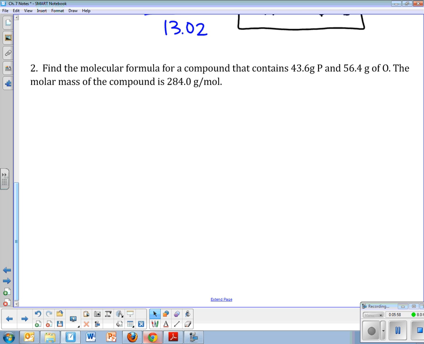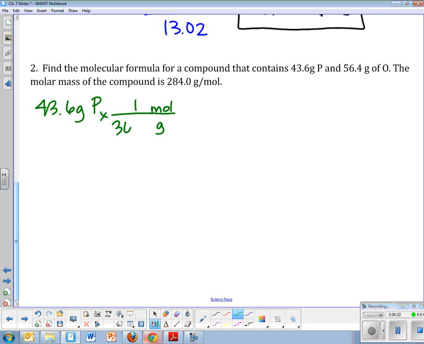So we need to find the empirical formula first. If you go back in your notes to those steps, step number 1 is changing your given to moles. So I have 43.6 grams of phosphorus, and we're going to go grams to moles. 1 mole of phosphorus is 30.97 grams. Grams divide out. So when you divide 43.6 by 30.97, you get 1.408 moles of phosphorus.